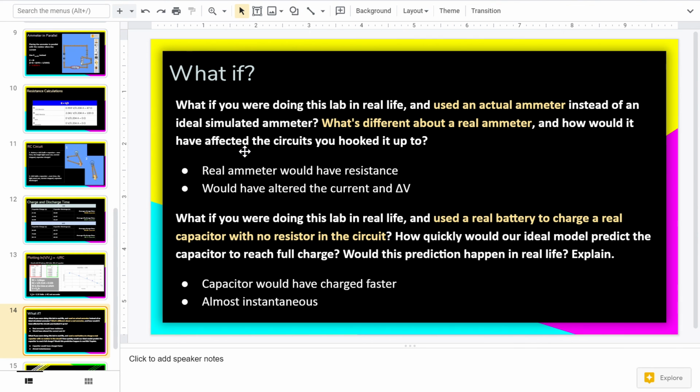What if? If we were doing this lab in real life and used an actual ammeter instead of a simulated ammeter, the real ammeter would have had some resistance, whether almost negligible or not negligible, and it would have altered the current and therefore the measured electric potential. And if we were doing this lab in real life and used a real battery to charge a real capacitor with no resistor in the circuit, the capacitor would have charged much faster without the resistor, and it would have been almost instantaneous, but not quite because of real life constraints.